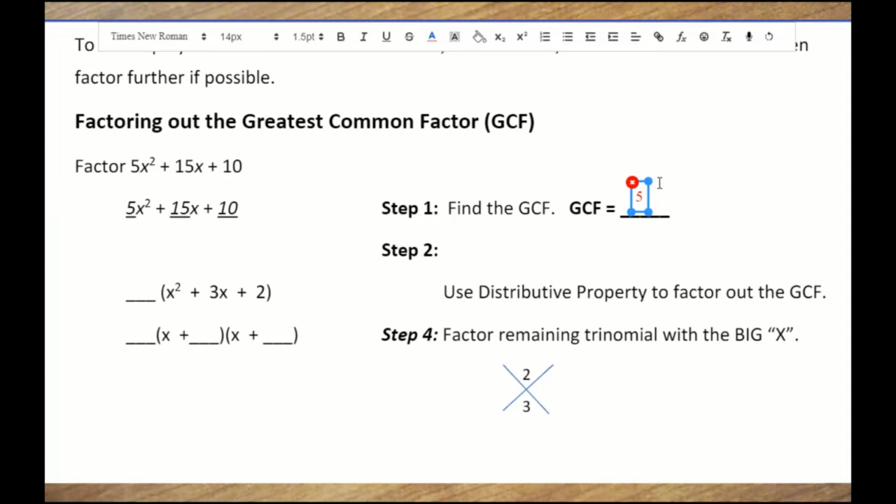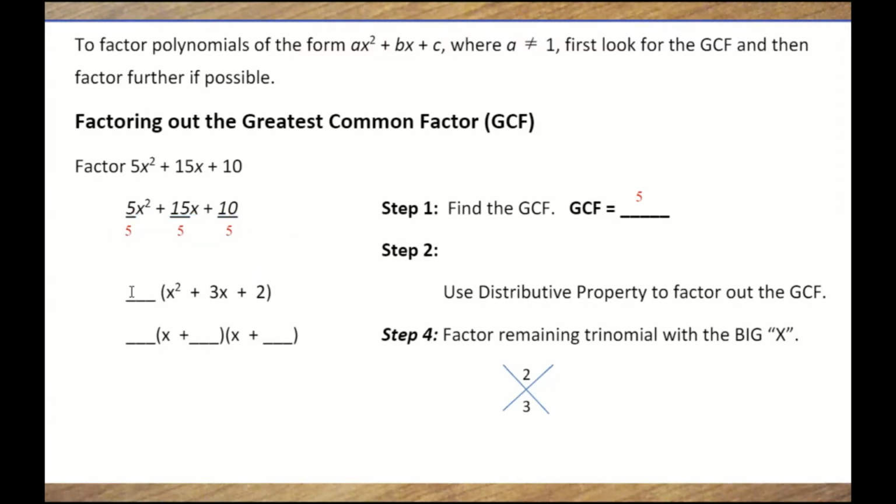Once you find your GCF, you're going to divide each one of these by 5. So I'm going to say, divide by 5, divide by 5, divide by 5. We're just going to divide each of these terms by 5.